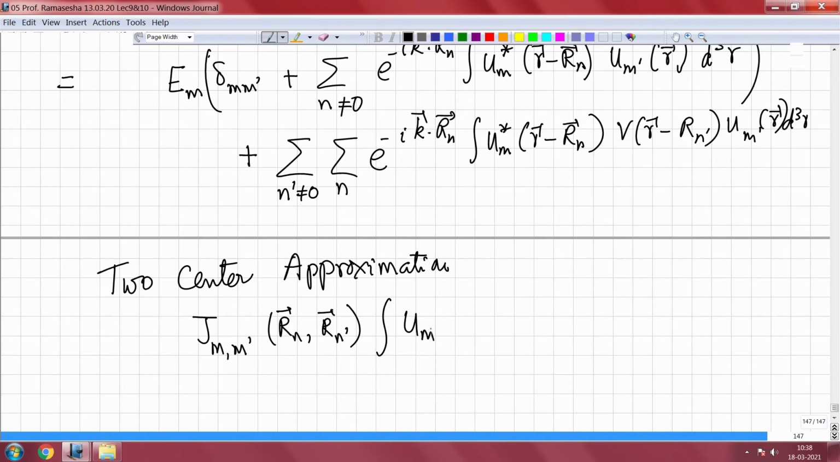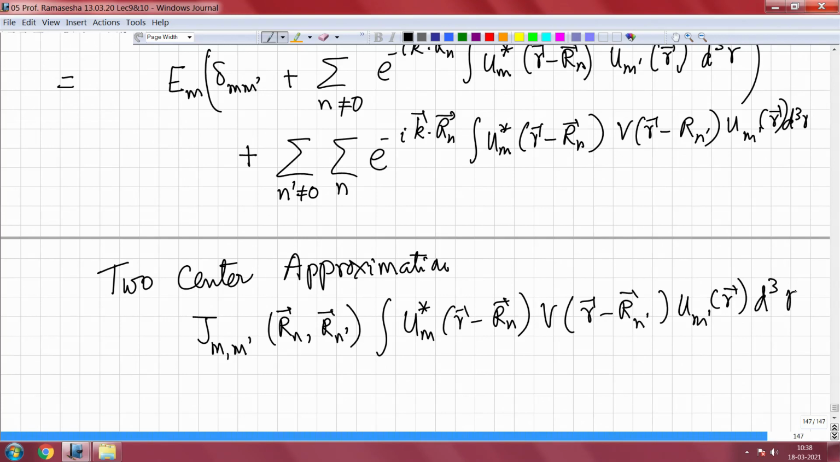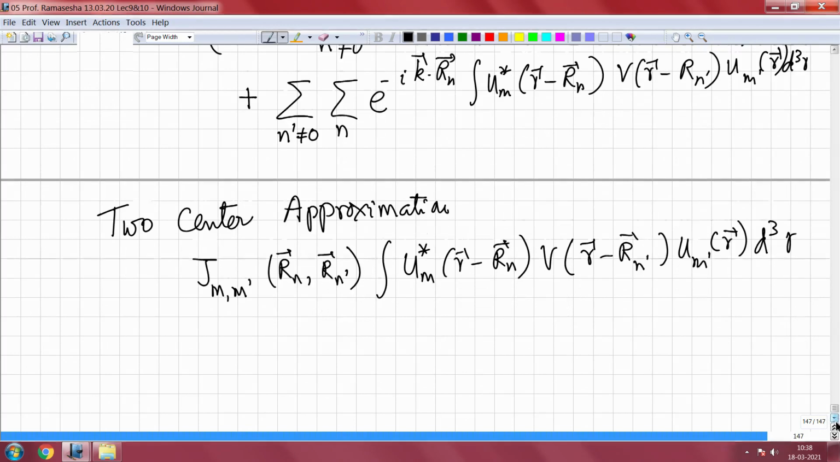So I will have u m star of r minus Rn, v, r minus Rn prime, u m prime r d cubed r. So this we can either do a 2 center approximation if we want, or we can just keep it as such and calculate the 3 center integrals also.